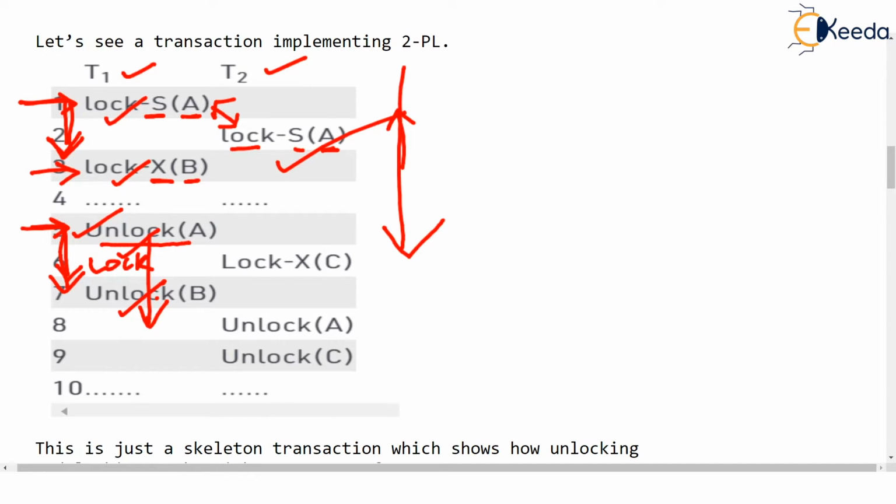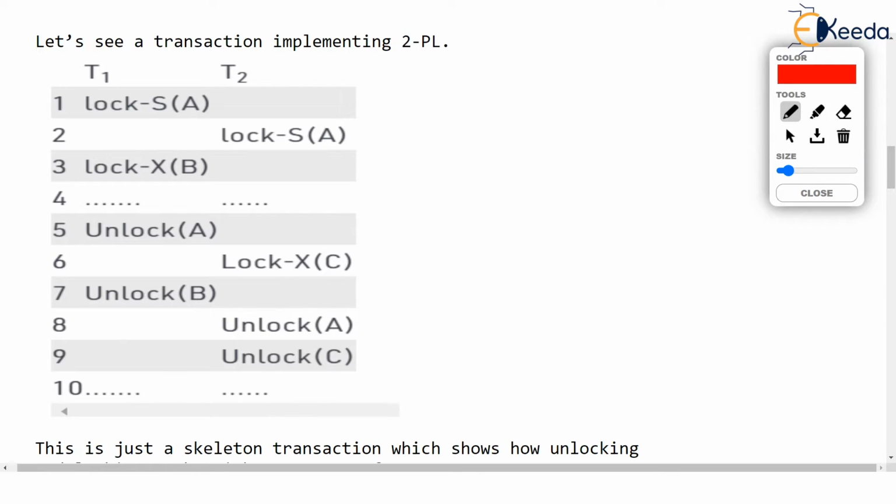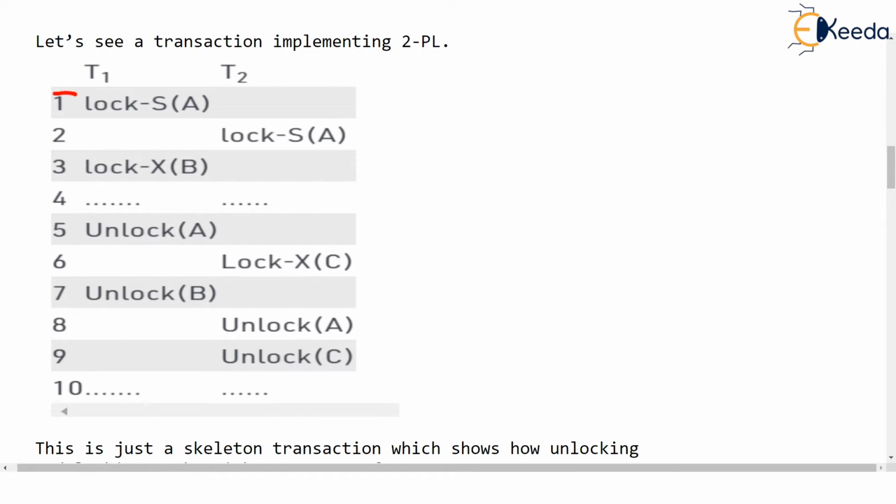Lock A, lock C, correct? Exclusive lock C. And once it starts unlocking, it should only call unlock operations. This is the shrinking phase. This is the shrinking phase in transaction T2. So where are the growing phase and shrinking phase? Growing phase of T1 is this region, isn't it? Where it tries to lock. This is growing phase. Shrinking phase, from where it starts unlocking, this is the shrinking phase.